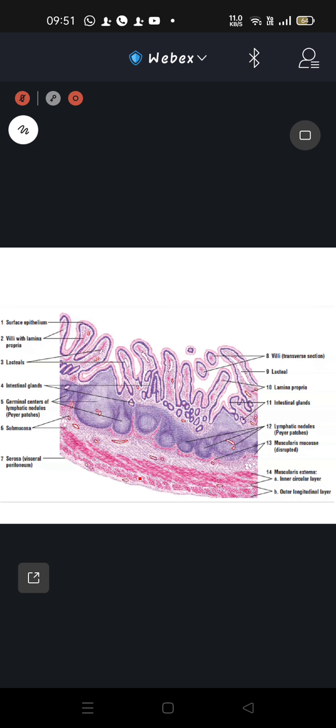And then the second outermost layer is the muscularis externa, having this inner circular and outer longitudinal layer, and the outermost layer throughout is that of the peritoneum, the visceral peritoneum, which is serosa.